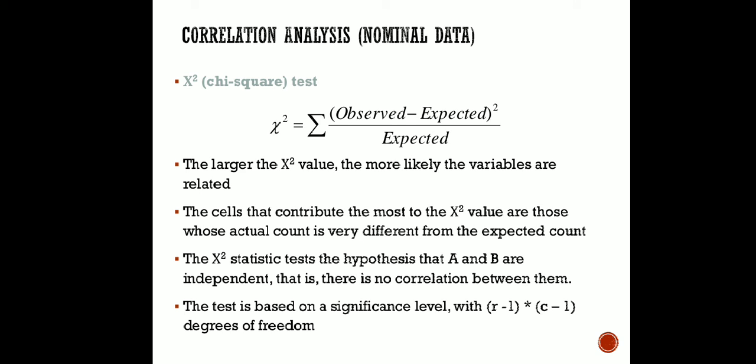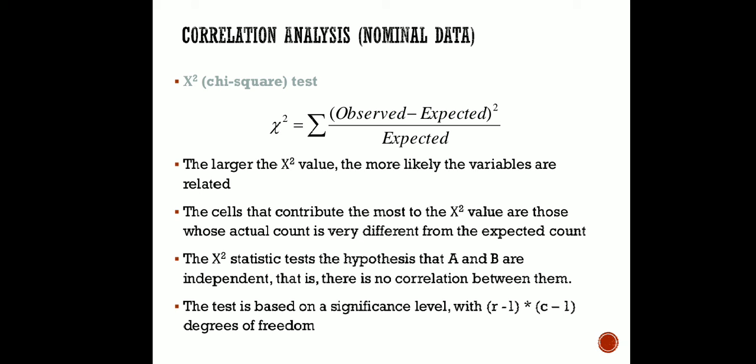Correlation analysis works on nominal data. We will see one statistical tool available that is called the chi-square test, and there we can detect the correlation between the available values. For now, just see the formula, and we will focus on the last line, where we have to find out the degrees of freedom.